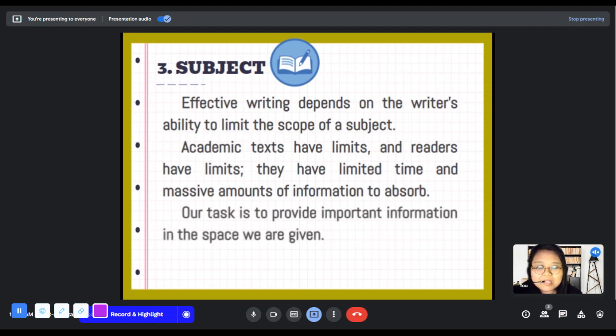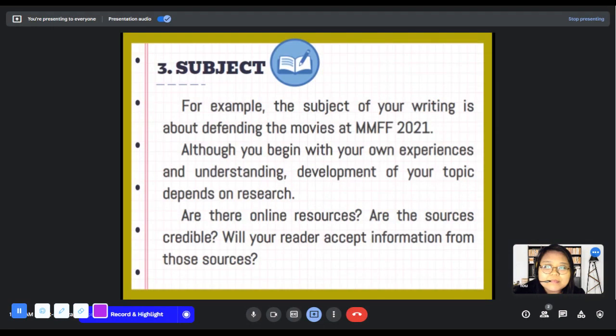Next, our task is to provide important information in the space we are given. Let's say, for example, this is your task. You're going to write a persuasive essay, and then you should have 4 paragraphs, with a minimum of 500 words to 2,000 words only. So that's the space given to us, and that includes the time also. You have 1 week, or 2 days, to do this. For example, the subject of your writing is about defending the movies at Metro Manila Film Festival 2021.